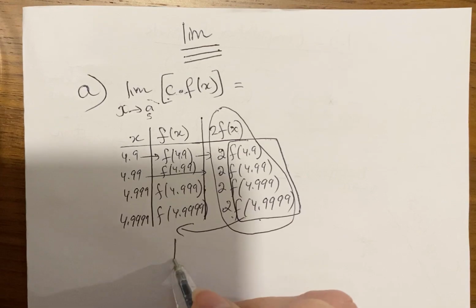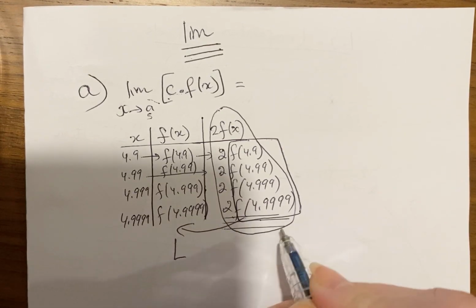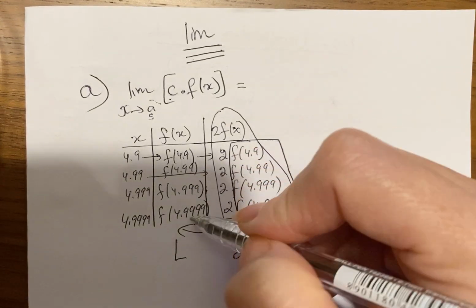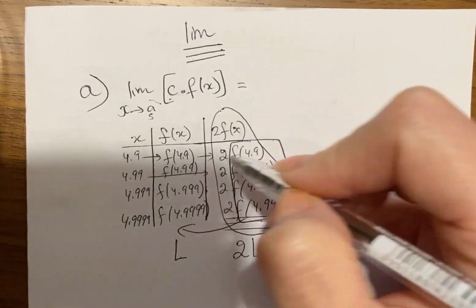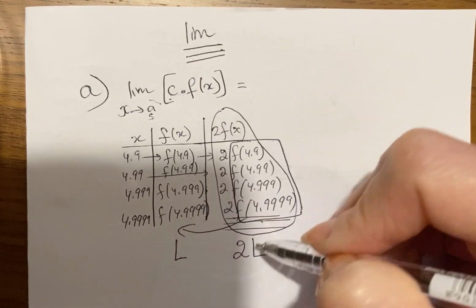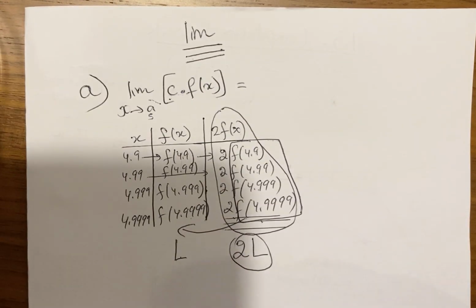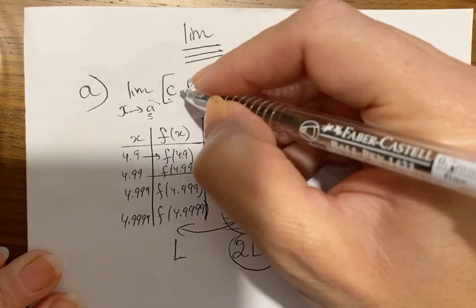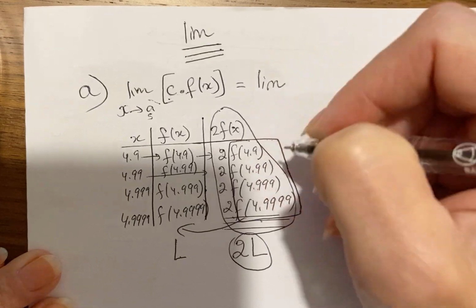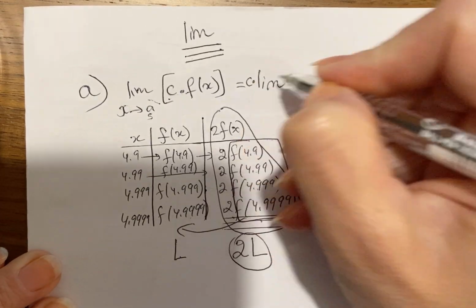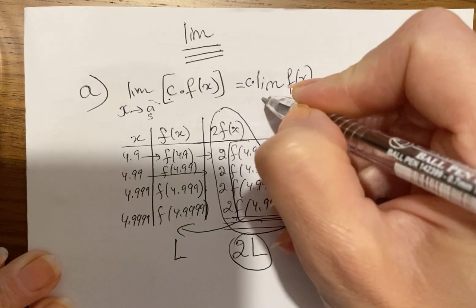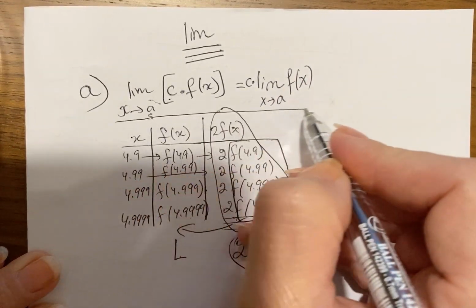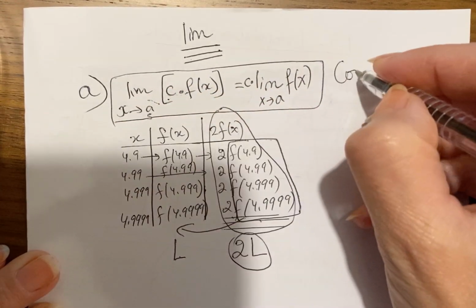So if this has a limit of L, then what will this have? It will have a limit of 2L. Because if these values are approaching L, then when I multiply them by 2, those values will be approaching 2L. This common sense thing that happened over here allows us to say that the limit of a constant times f of x is nothing but c multiplied by the limit of f of x. Simple. This is the constant multiple rule.